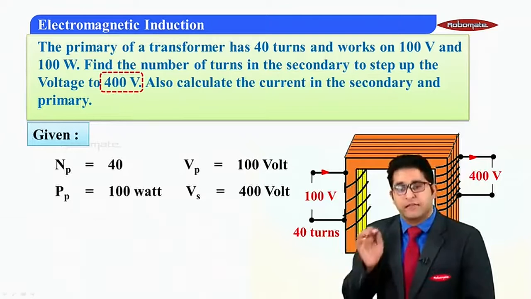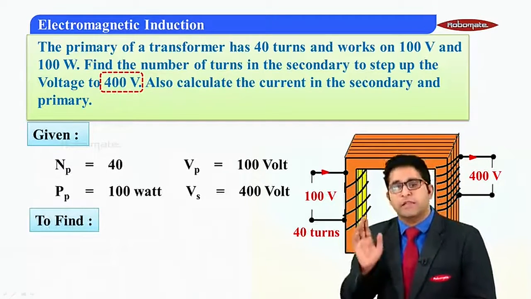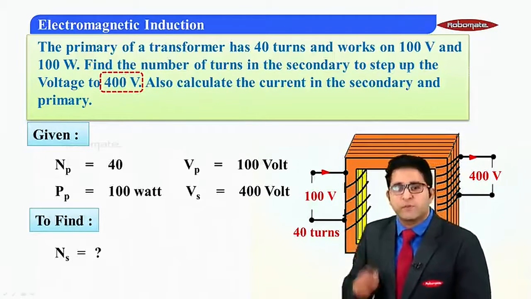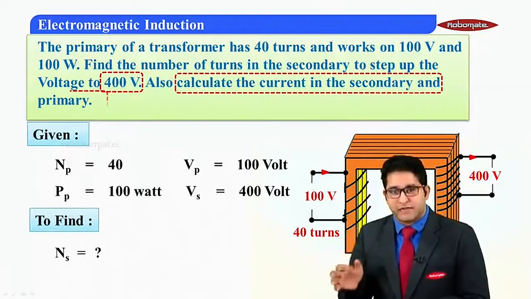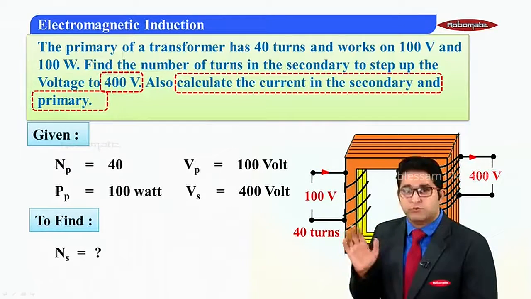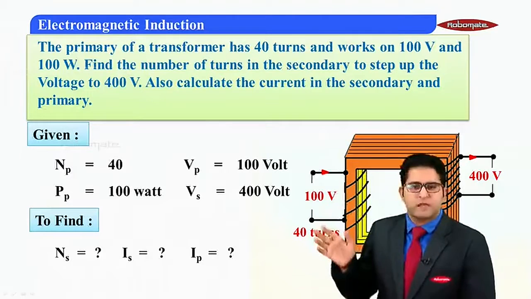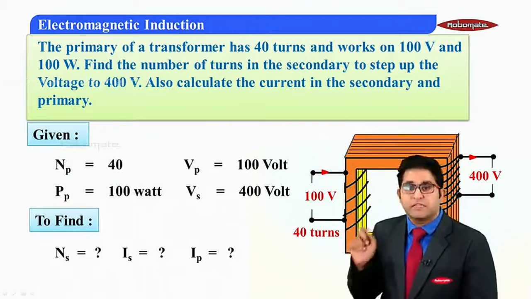What are we supposed to find? In this case we are supposed to find the number of turns in the secondary, that is Ns. And then we are supposed to find the value of current in the secondary and primary. That means we are supposed to find the values of Is and Ip. So all these parameters are given and we are supposed to find these three things.